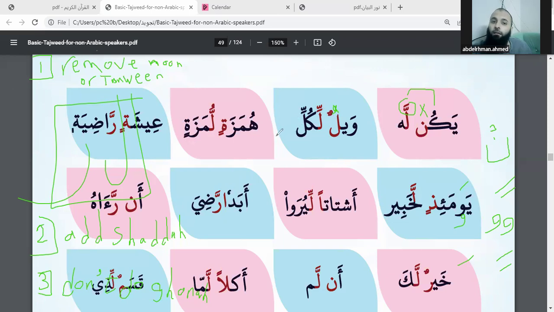Waylulli kulli. Same here. I have double kasra followed by lam. So remove one kasra and add shadda. It's already here. Step number two, should I do ghunnah? No, we don't do any ghunnah. Homazatil, homazah. Okay, is this clear?